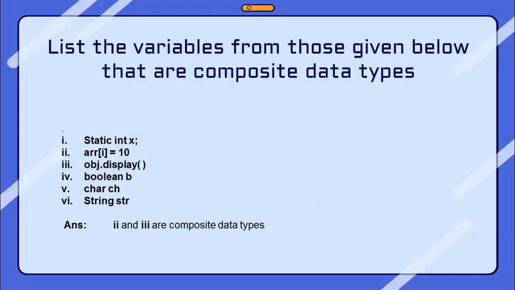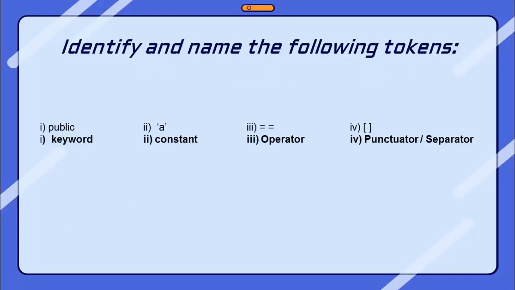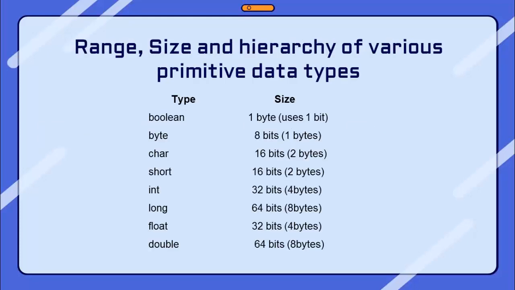From the list of variables given below, identify the composite data type. You can see here the second one and third one are the composite data types. All the other things are primitive. Identify and name the following tokens. Public is a keyword, a is a constant, equal to is an operator, square bracket is a punctuator or separator.